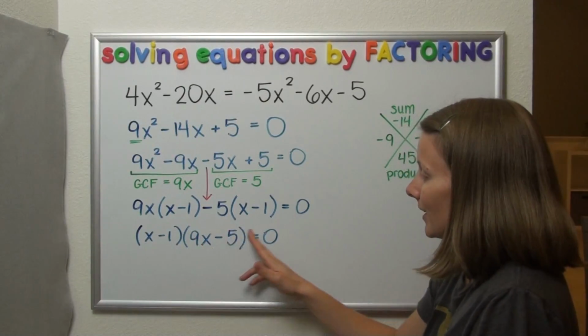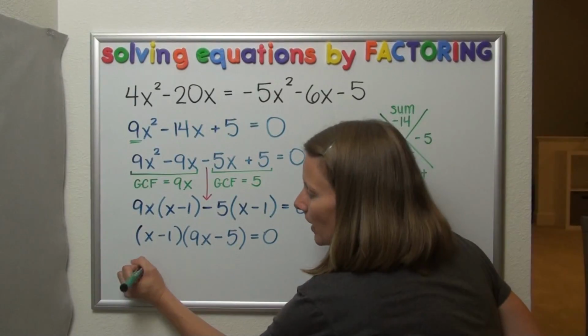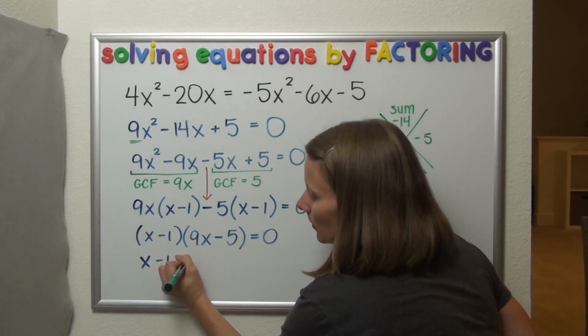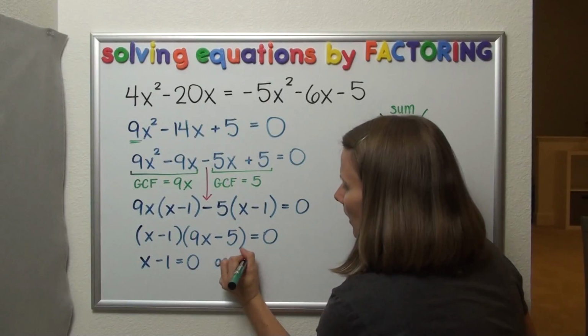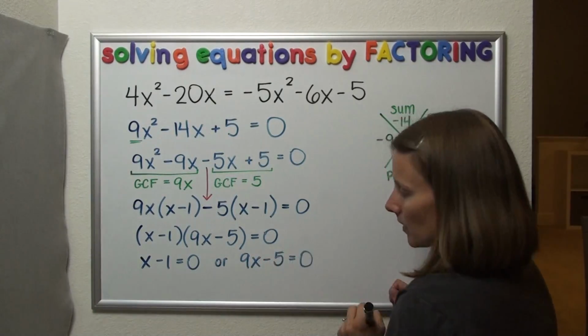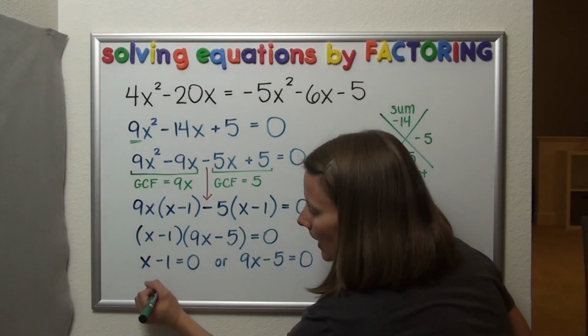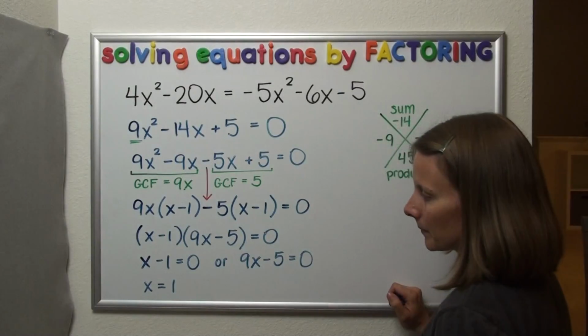Something times something is 0. One of those has to be 0. So either x minus 1 is 0, or 9x minus 5 is 0. So from this first one, if I move the 1 over, I get x equals positive 1.